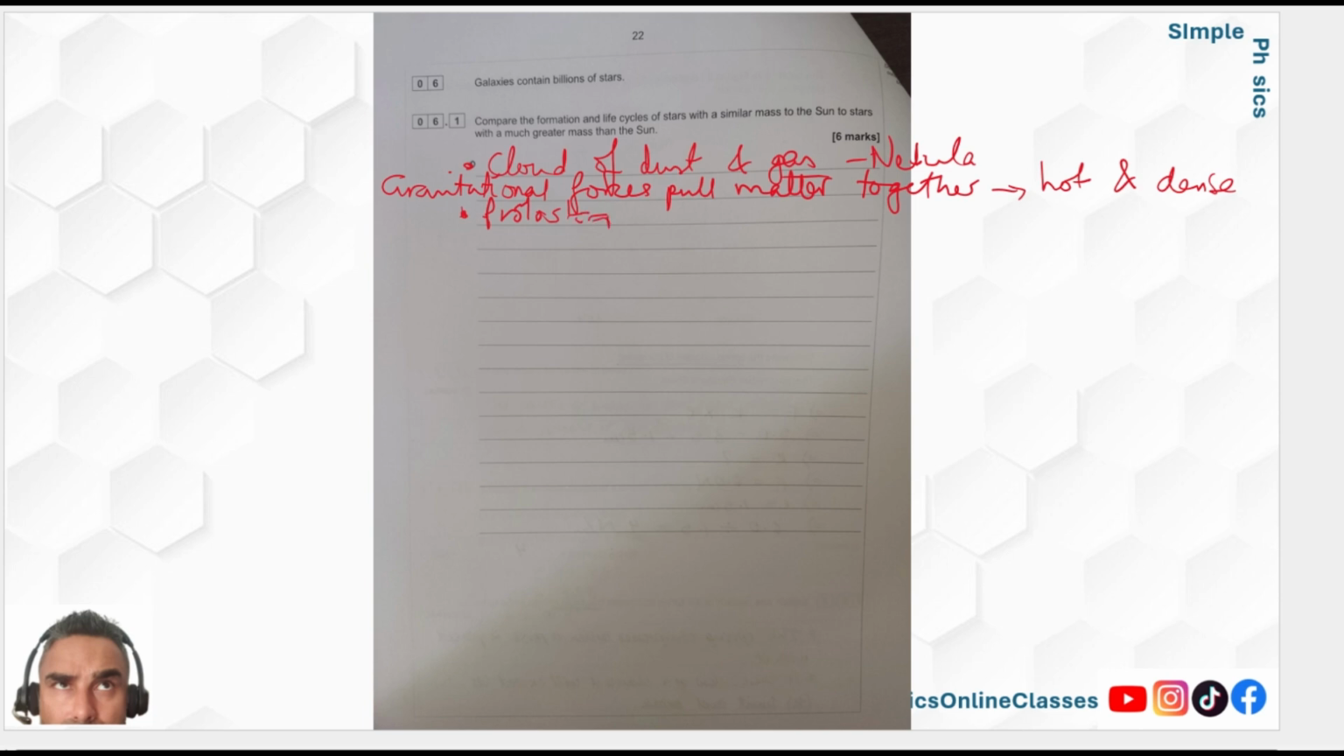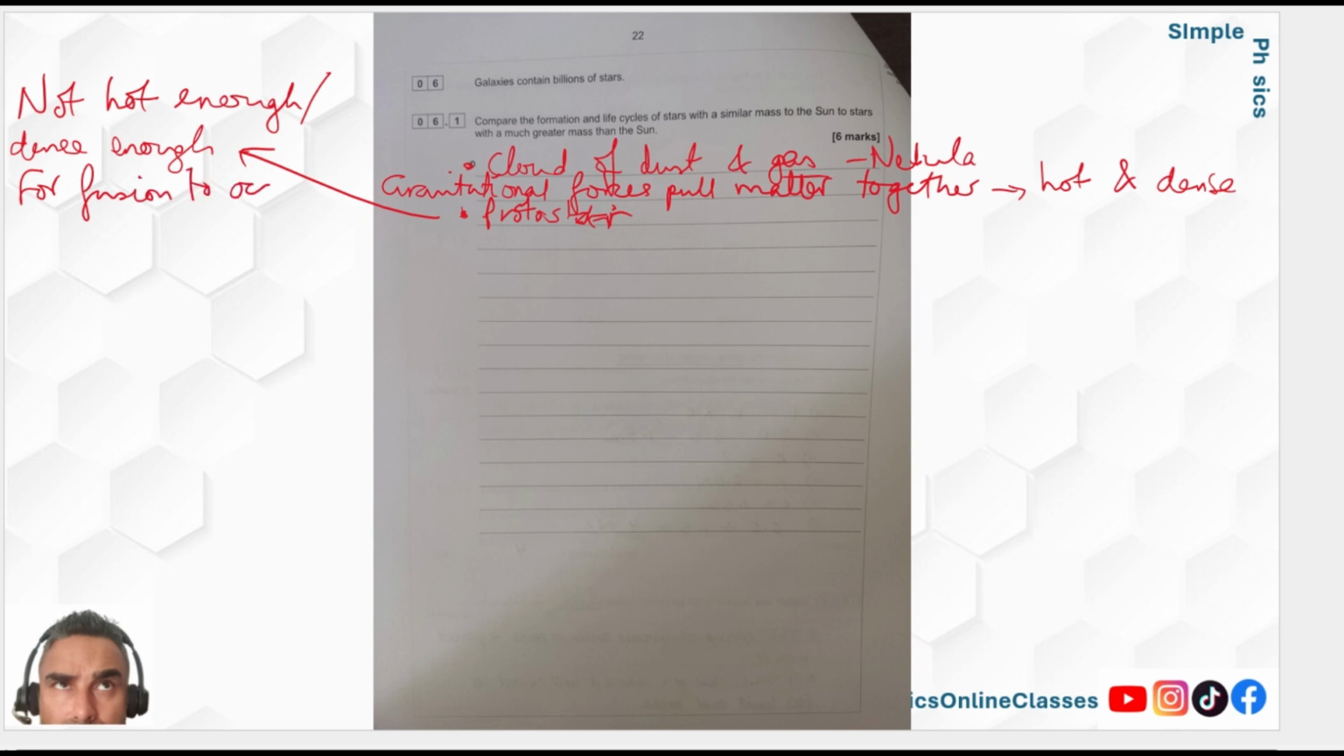Now, what is a protostar? That is not where we are at the moment. This is where it's not hot enough or dense enough for fusion to occur. So what happens? Gravity pulls more stuff together and it becomes a main sequence star.